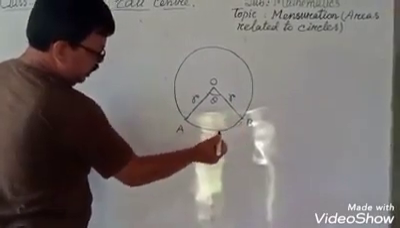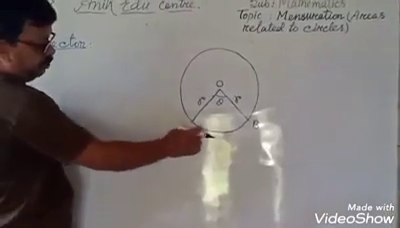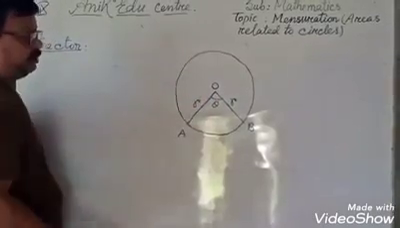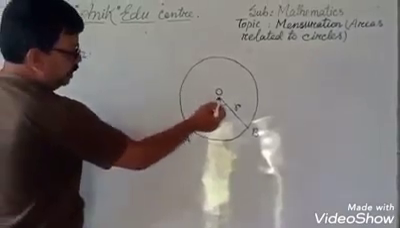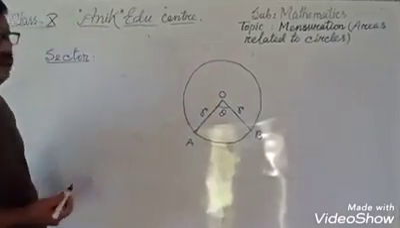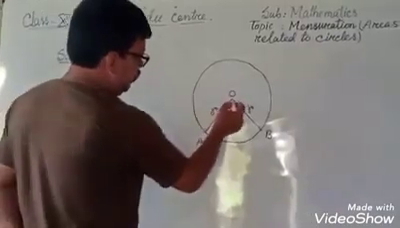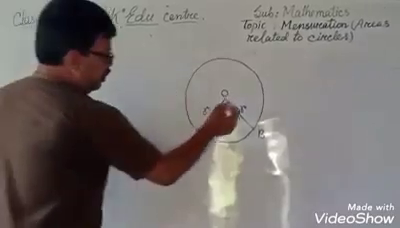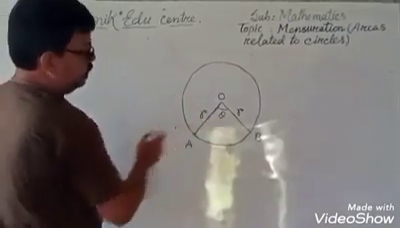As I said, we need to find the length of this arc AB. To find it, we need to know the angle between the two radii OA and OB. Let this angle be theta. You know, at the center of the circle, an angle of 360 degrees is produced. The circumference of a circle subtends an angle of 360 degrees at its center. Now this complete angle is 360 degrees and this angle is theta.